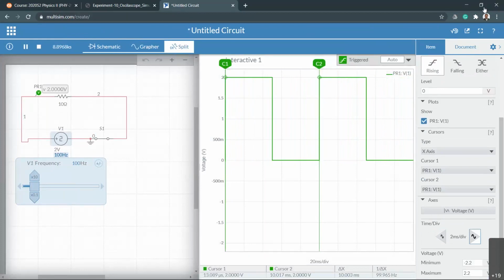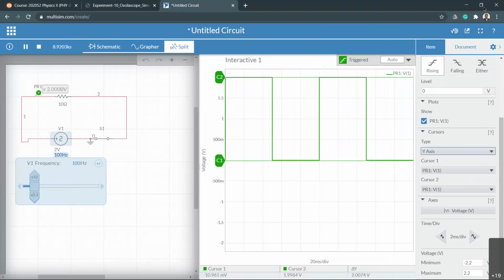Okay, now we have everything right. The y-axis we don't need to remeasure again. You can always check, okay? The y-axis should be the same delta y. You can see 2.0074. That's the peak voltage.